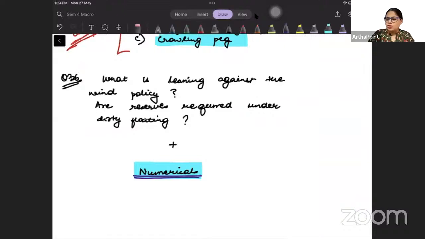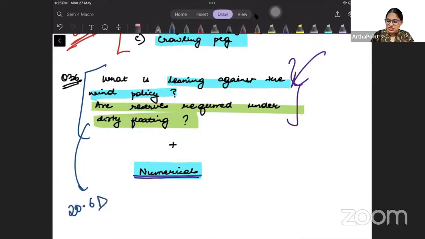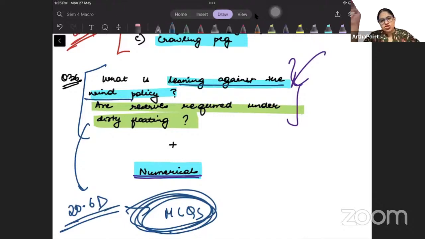ओके, ये बहुत इंपॉर्टेंट नहीं है, बट आई जस्ट वांट यू टू रीड इट, अगर टाइम मिलता है तो पढ़ लो। सो व्हाट इज लीनिंग अगेंस्ट द विंड पॉलिसी? आर देयर एनी रिजर्व्स रिक्वायर्ड अंडर द डर्टी फ्लोटिंग? सो लीनिंग अगेंस्ट द विंड पॉलिसी बेटा, दिस इज कवर्ड अंडर सेक्शन 20.6D। अगर होगा तो शायद इसमें से एमसीक्यू आएगा rather than a full-fledged question, और MCQ में ये word यूज हुआ होगा leaning against the wind policy, तो just read it out from the point of view of an MCQ.